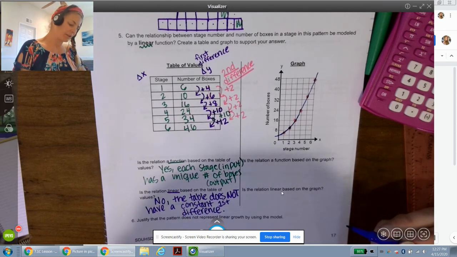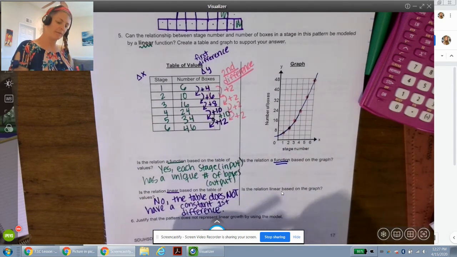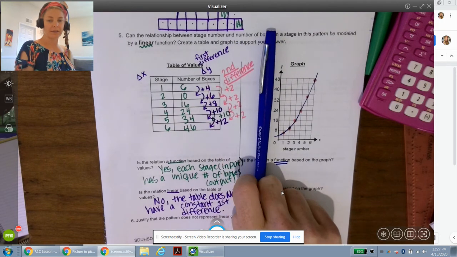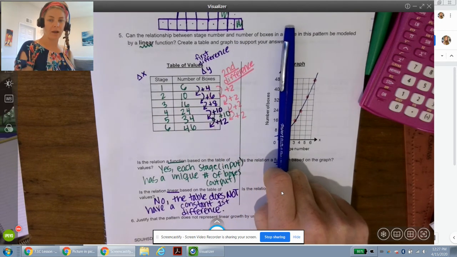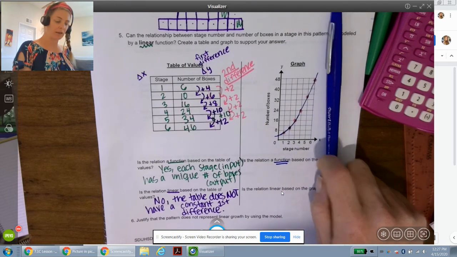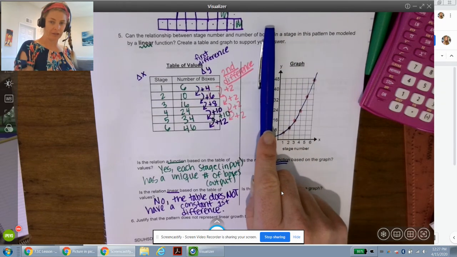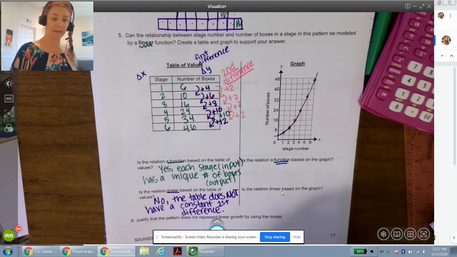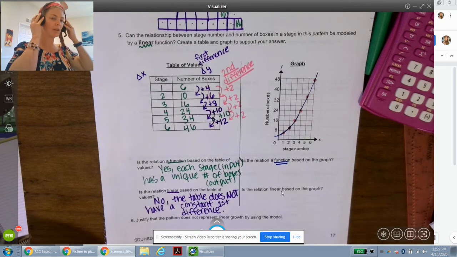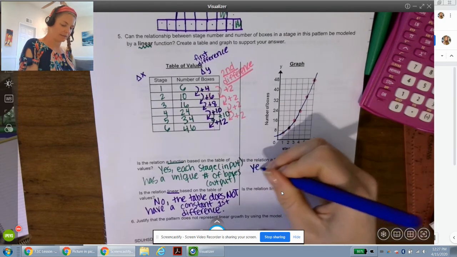So is this relation a function based on the graph? If I want to know if something is a function on a graph, I'm going to use the vertical line test, which means if I run a vertical line through my graph, as long as it only intersects once and only once at any one time, we have a function, meaning we don't have any vertical segments that we can create in our graph, in our function, in our relationship. So this is a function, yes.